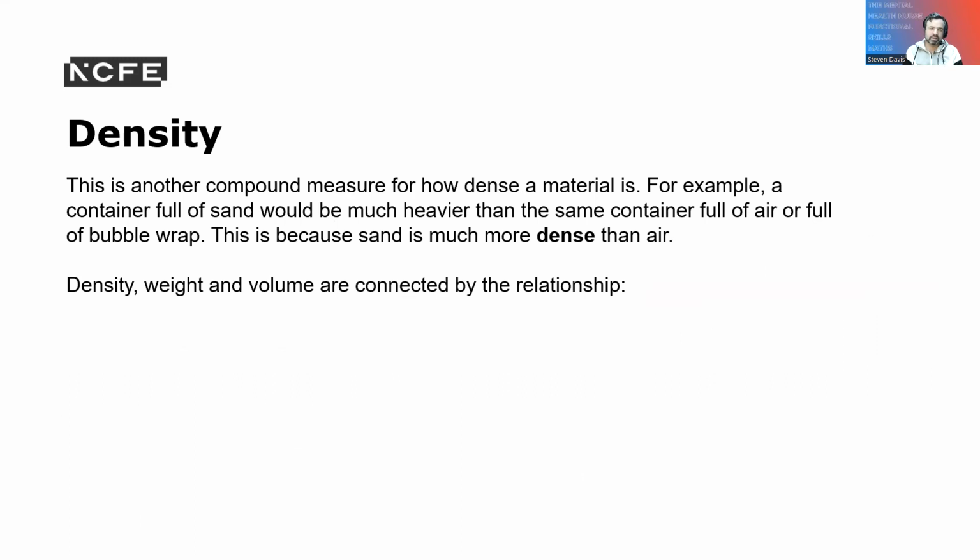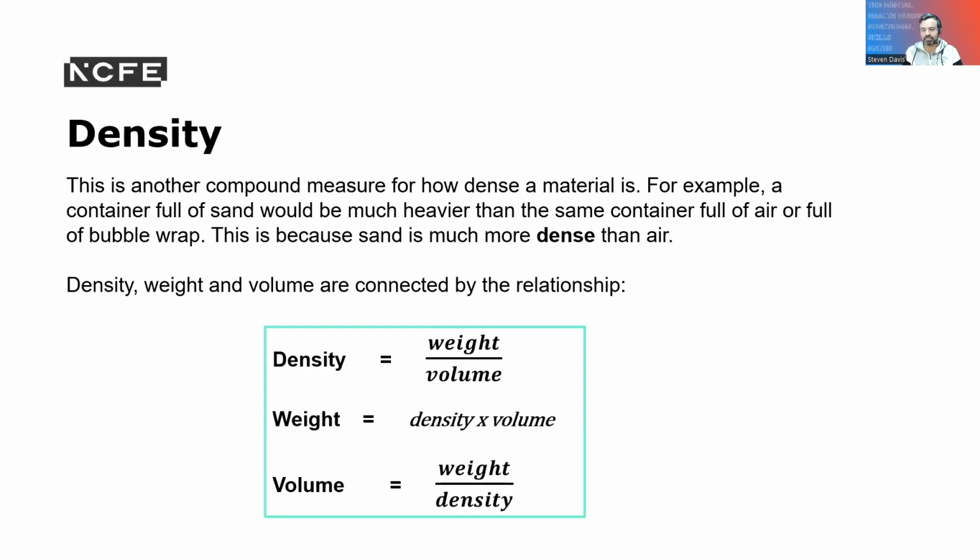So the density then, this is another compound measure for how dense a material is. For example, a container full of sand would be much heavier than a container full of air or full of bubble wrap. This is because it is much more dense than air. Density, weight, and volume are connected by relationships. Density equals weight divided by volume. Weight is density times volume, and volume is weight divided by density.